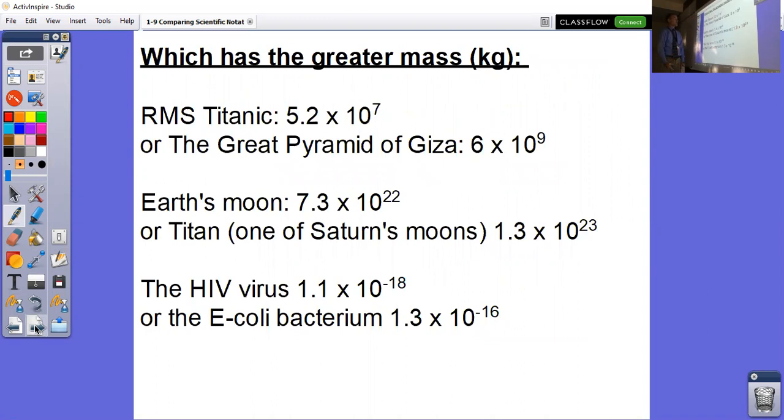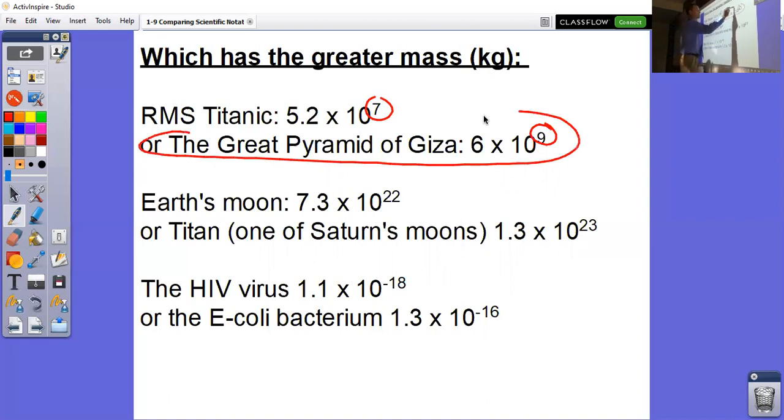So some word type problems. If we're comparing the boat of the Titanic, which is 5.2 times 10 to the 7th, and the Great Pyramid of Giza, which is 6 times 10 to the 9th, we're comparing a 9 and a 7. Obviously, the 9 is bigger, so this one would be the larger number.